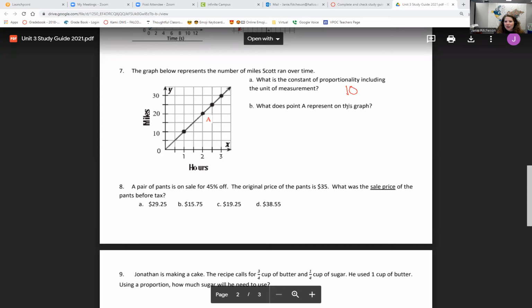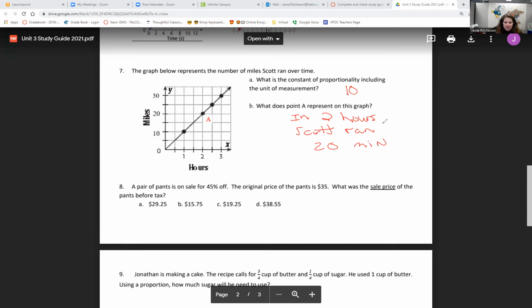What does point A represent? It means in 2 hours, Scott, oh, that's messy, ran 20 miles.